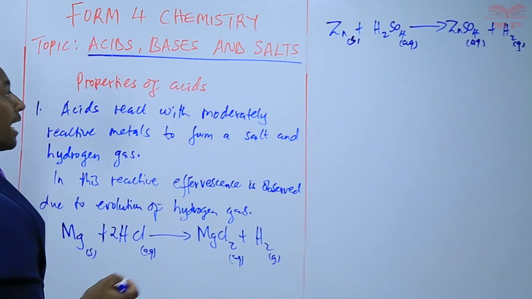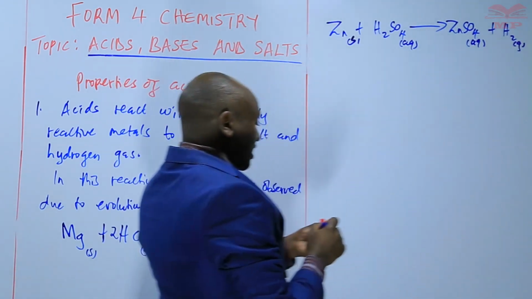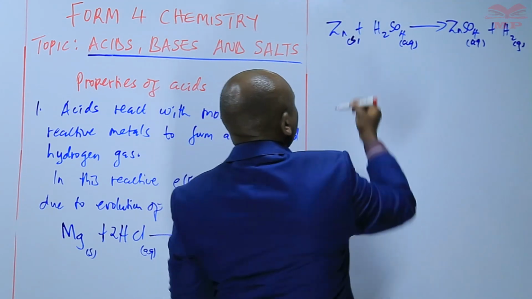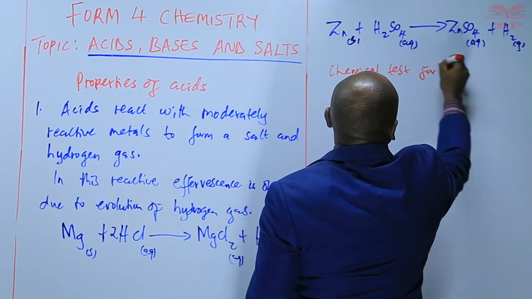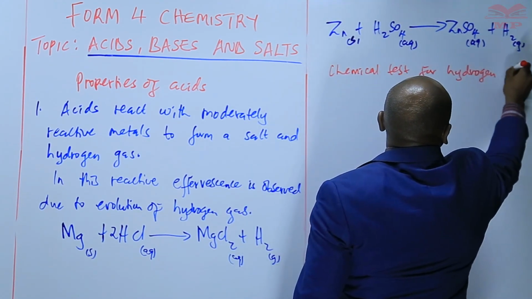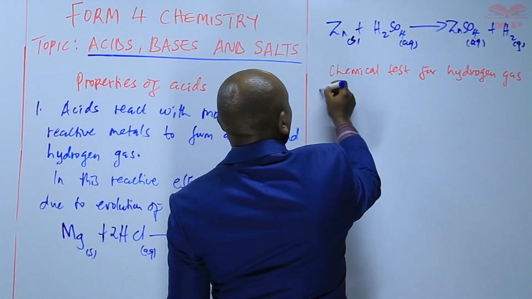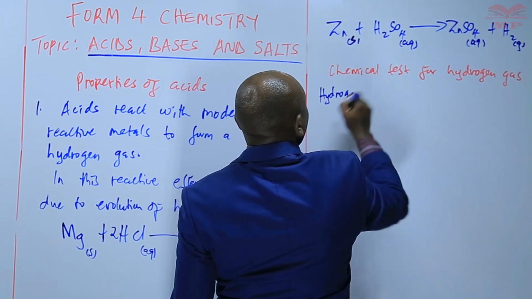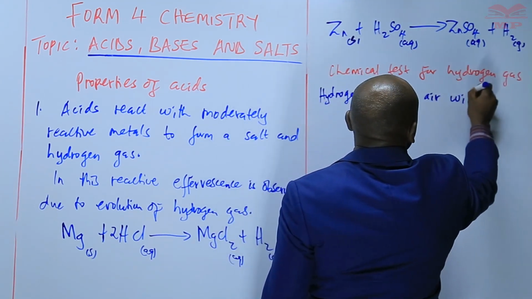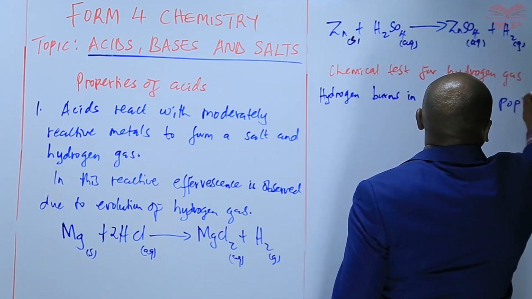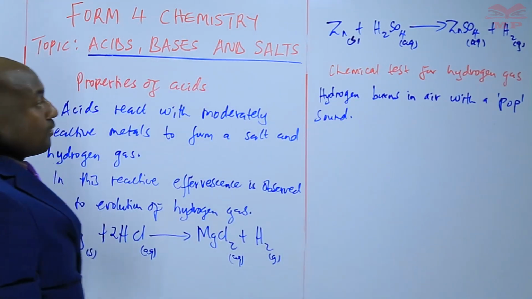Now, how can we know that the gas that is actually being produced is hydrogen gas? So we look at the chemical test. Chemical test for hydrogen gas. And what we can actually say is that hydrogen gas burns in air with a pop sound. So that is the chemical test for hydrogen gas.